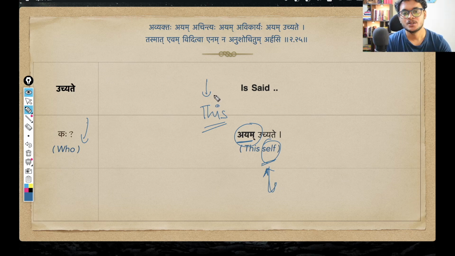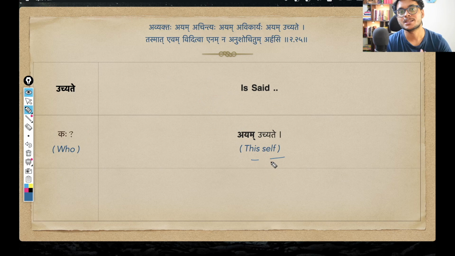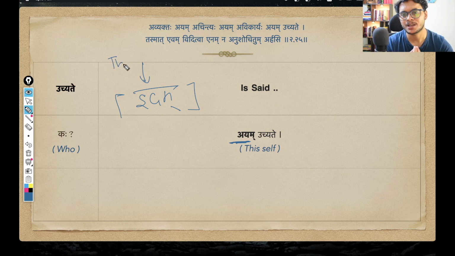This is the theme here. So with this, I actually mean this self. Okay, this Atma, this soul. So we all know that this ayam is coming from the pratipadika idam. Okay, and this idam is a sarvanama. It is a pronoun that translates as this. And this ayam is the prathama vibhakti. It is the first case, singular form.